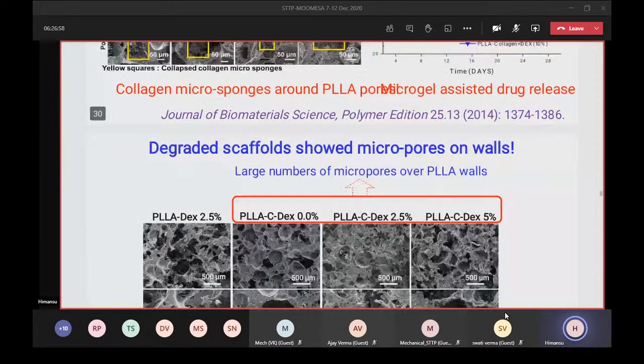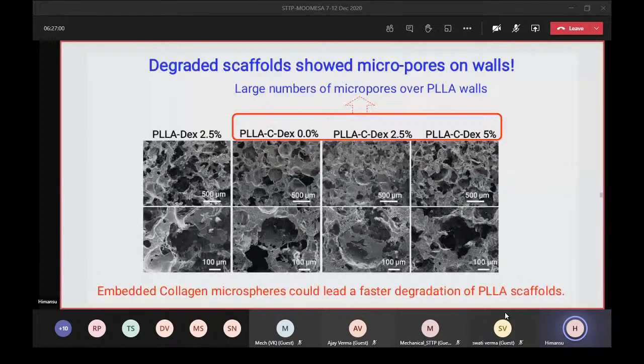Why? Because now we have added dexamethasone with the collagen, and also with this PLLA platform. After drying, PLLA becomes a very hard solid, which means its degradation takes about a year, some years. But the collagen does not last for years. It degrades in a very few days.